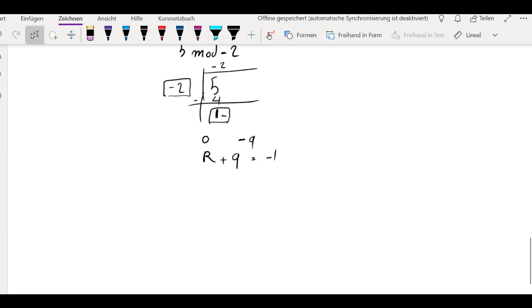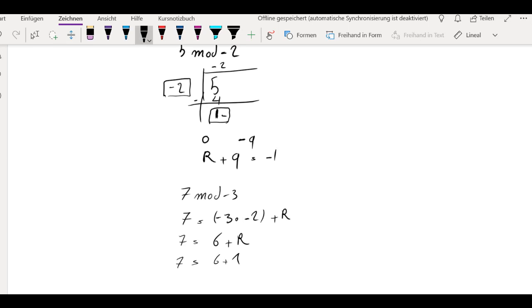One final example I would like to use is 7 mod minus 3, and 7 is equal to minus 3 multiplied by something plus something, and minus 3 times minus 2 gives me 6. 7 would be equal to 6 plus something, and this something is 1.